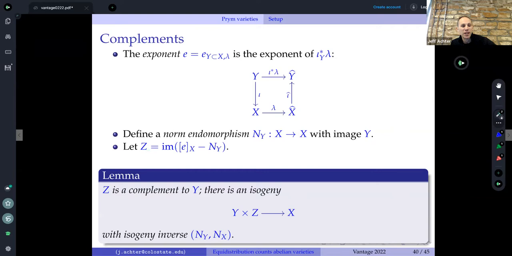And then it turns out that Z is a complement to Y in the sense that X is isogenous to the product of Y and Z. And so this already lets you prove Poincaré reducibility over an arbitrary or fairly arbitrary scheme. And I think it wasn't until Brian Conrad's paper on Chow traces that this was even known for imperfect fields. So it's not surprising that it's true, but it's hard to look up the fact that it's true.